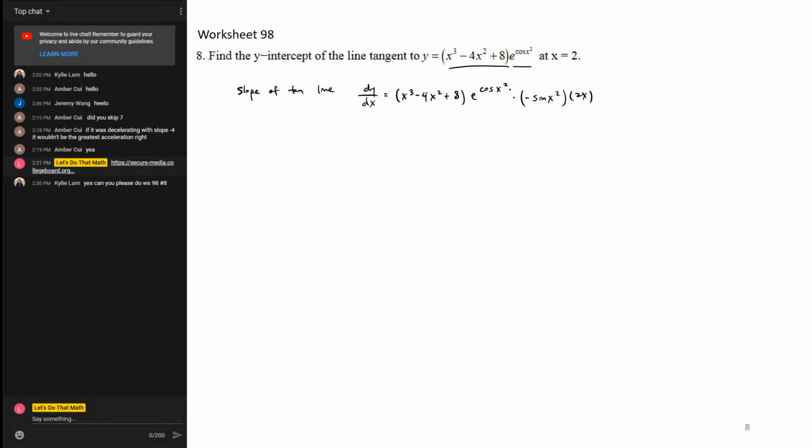So that's chain rule, right? So derivative of the e to the x part is just itself, and the derivative of the inside is negative sine of x squared, and derivative of the x squared. This here, since there's no parentheses, that squared belongs to the x and it's inside the cosine. And then we need to add that with the derivative of the first part, that's going to be 3x squared minus 8x, and then times just the second part. So this is our slope.